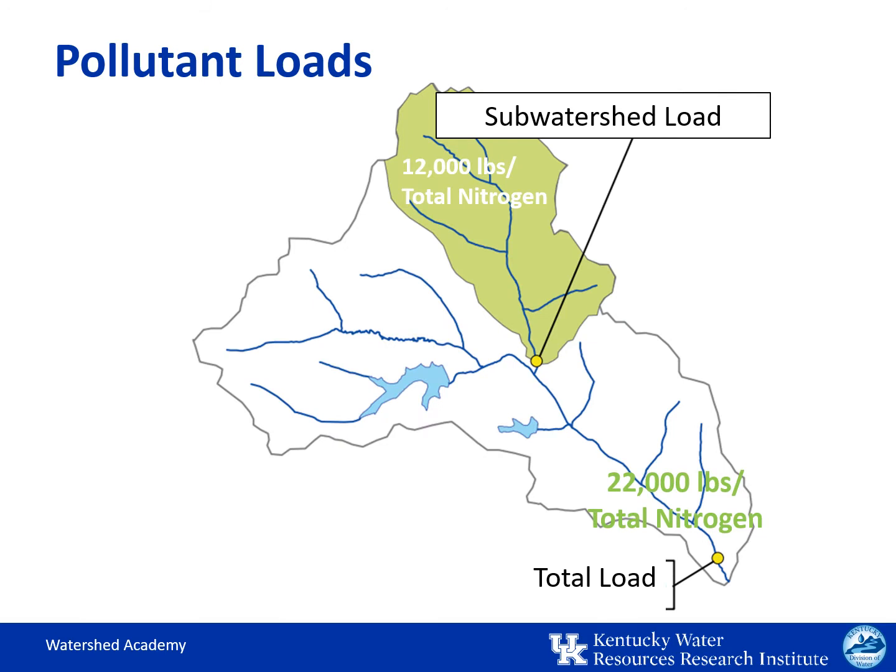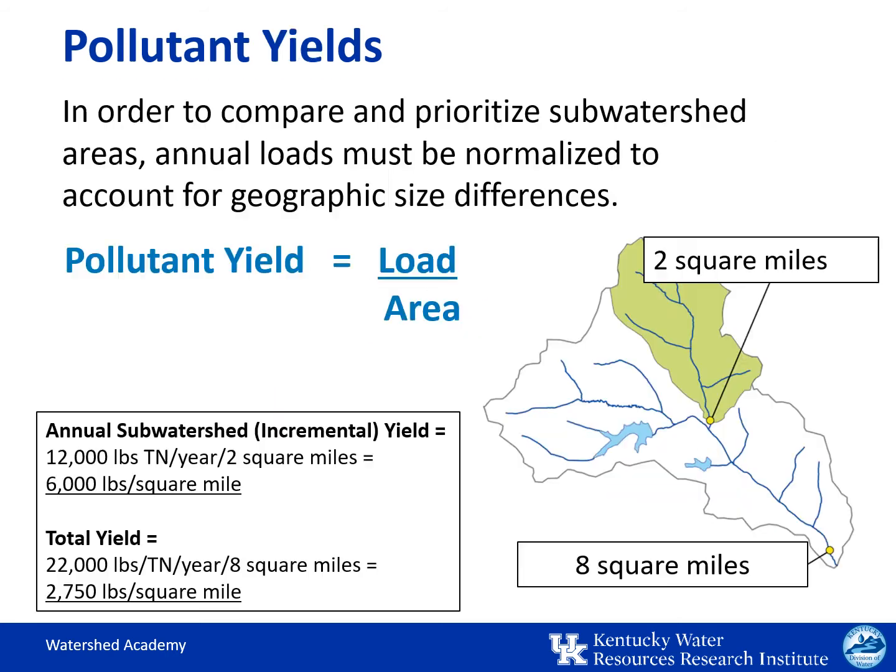We also talked about assessing incremental and total loads. Here's a visual of a watershed that illustrates these concepts. The incremental load of total nitrogen for the subwatershed, colored in green, is 12,000 pounds, whereas the total load for the entire watershed, including the subwatershed in green, is 22,000 pounds of total nitrogen.